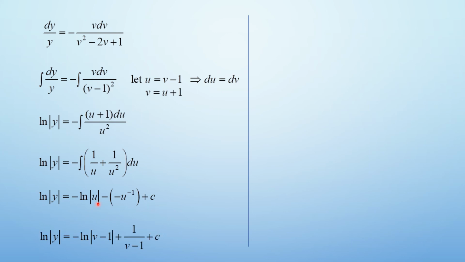But we know that u is v minus 1, so resubstitute. We write ln of absolute y is equal to negative ln absolute value of v minus 1, minus minus is plus, u to the power of negative 1 is the same as 1 over u, or in other words it is the same as 1 over v minus 1 plus a c.